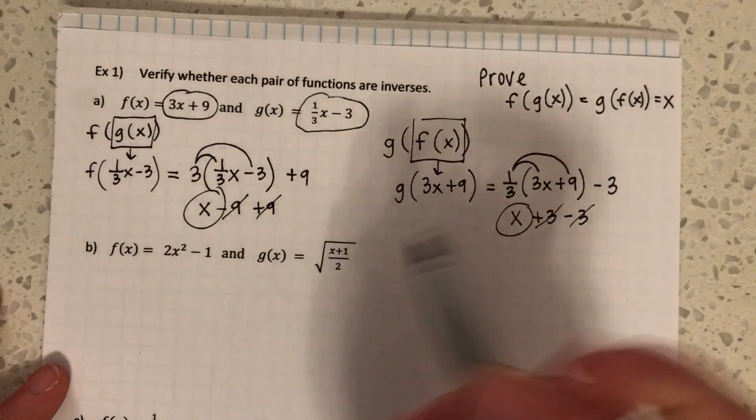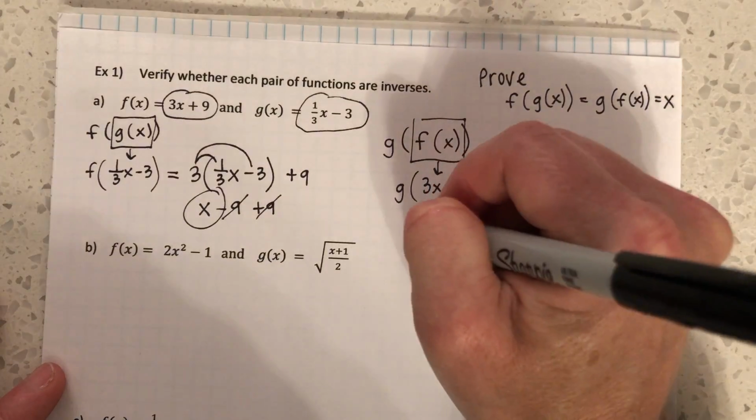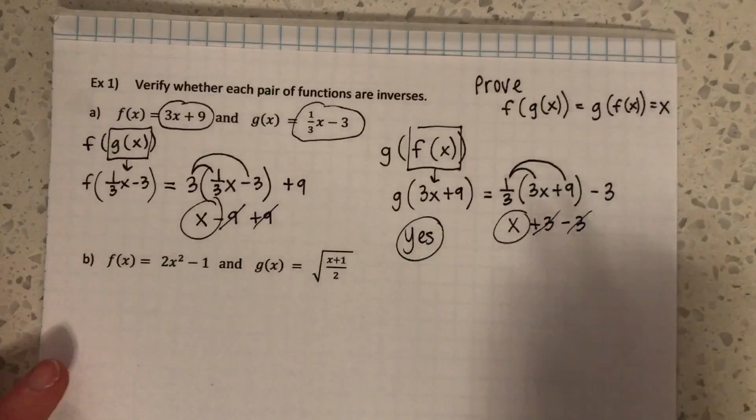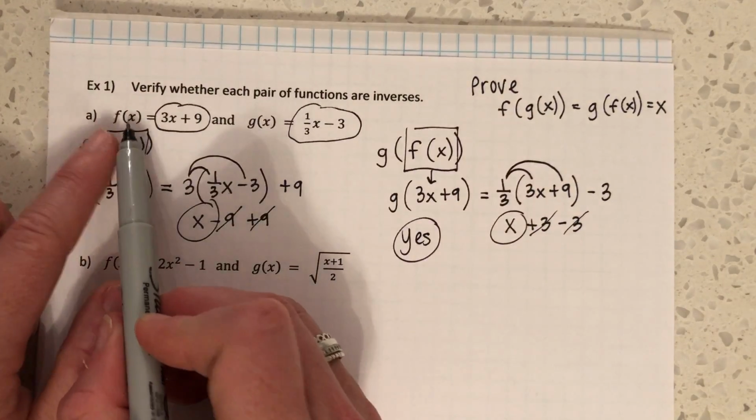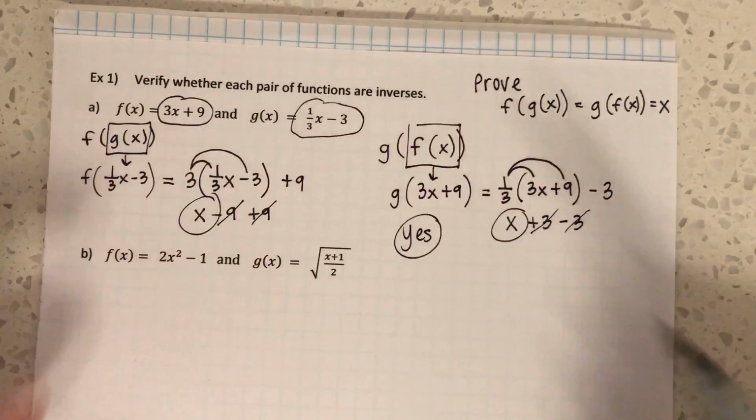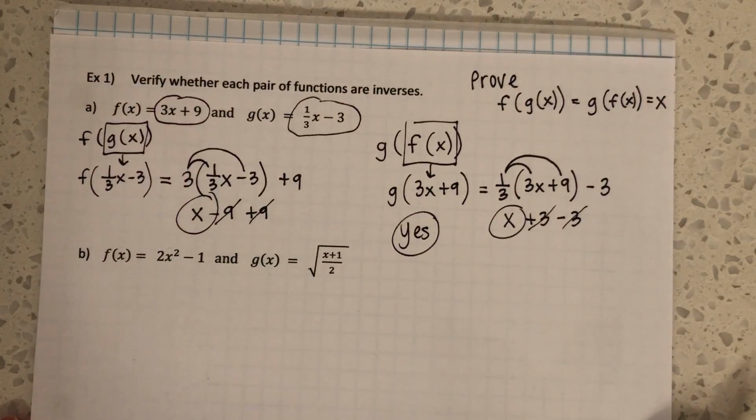Okay, perfect. So you can say, yes, they are inverses. So now you could name g of x f inverse of x, or you could name f of x g inverse of x. They are true inverse functions, okay?